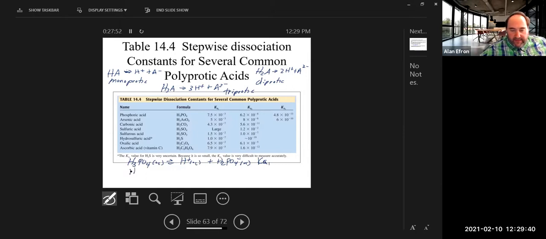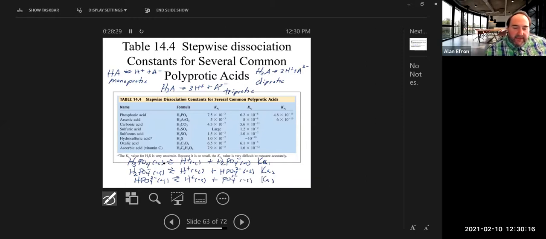The next thing that would happen is that H2PO4- would drop off another H+, giving us HPO4 2-. And that would also have a Ka value associated, which is Ka2. The last thing that would happen is that last guy there would then drop off the third hydrogen and leave us with phosphate, which would then have a Ka3.